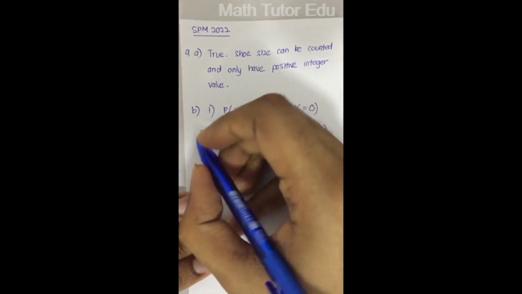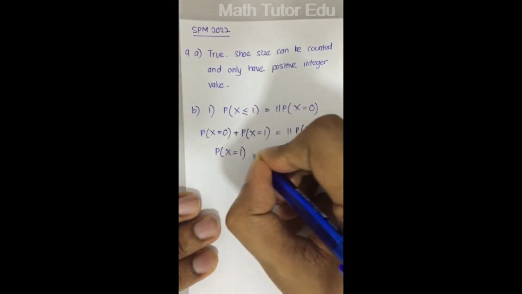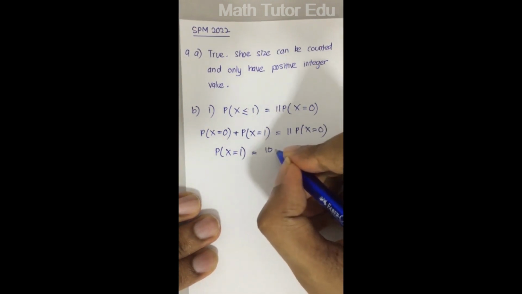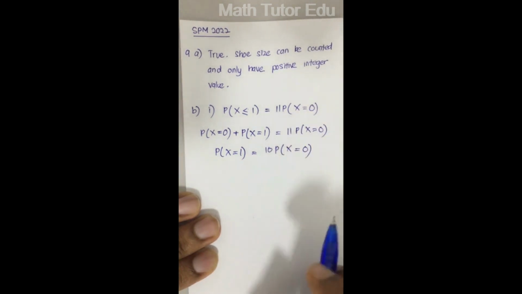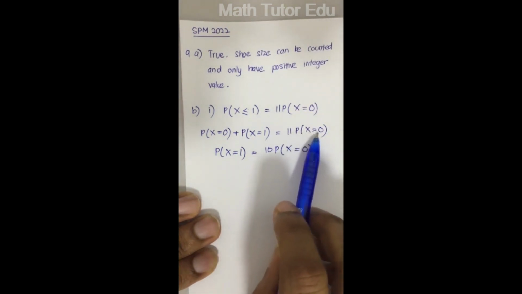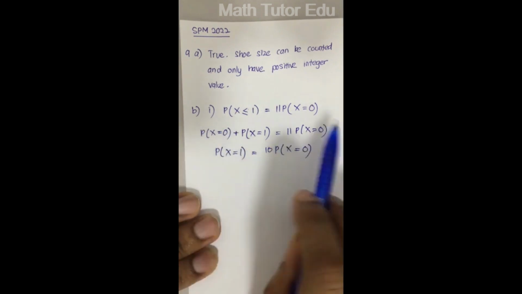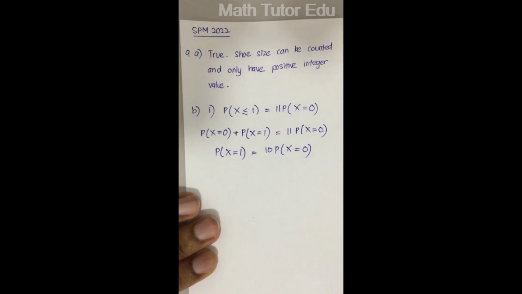So from here we can get P(X = 1) equals 10 P(X = 0). Okay, 11P(X = 0), you minus P(X = 0), guys. So this on the left hand side you move over to the right hand side. That's how you get this 10P(X = 0). So let us proceed with our working.